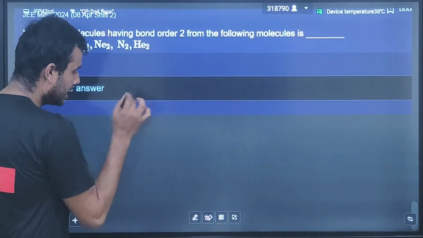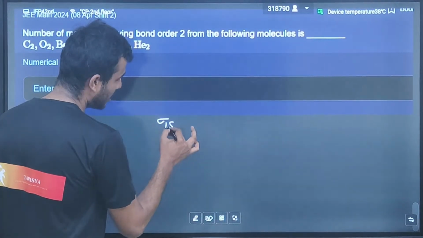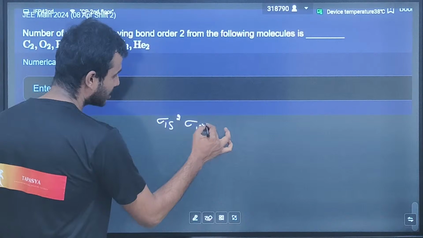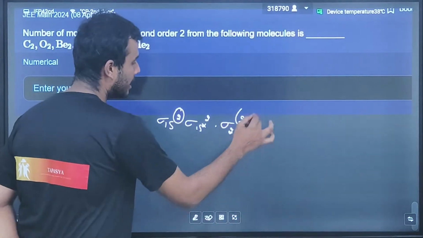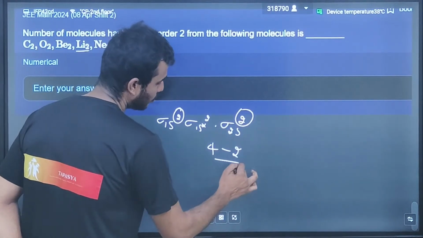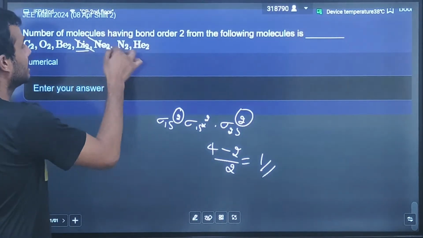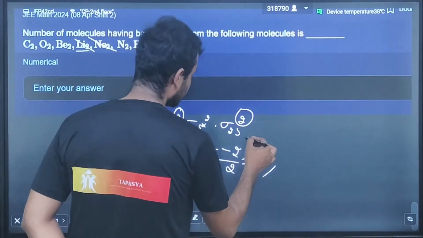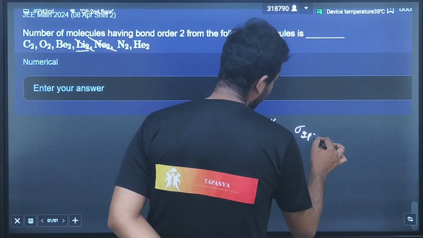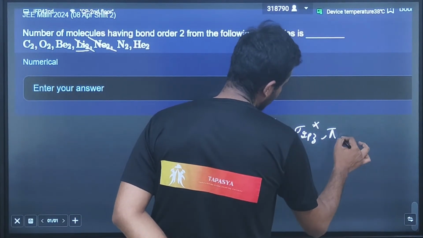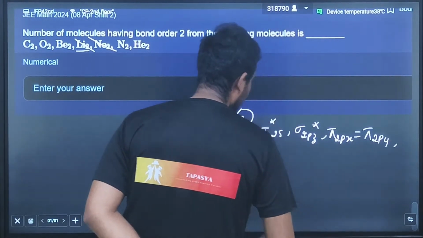Li2 means one lithium atom has 3 electrons, so 3 plus 3 is 6. Sigma 1s is 2, sigma 1s star is 2, that is 4. Then sigma 2s is 2. Totally, 4 electrons in bonding orbitals, so 4 minus 2 divided by 2 is 1. The answer is not right, Li2 is not bond order 2. And again Ne2 has 20 electrons: sigma 2s, sigma star 2s, sigma 2pz, pi 2px equal to pi 2py.